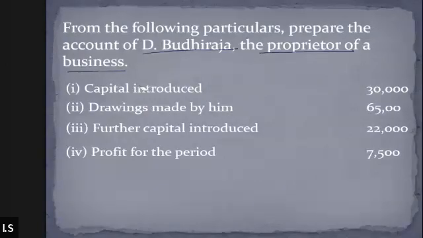Capital account for Buddhiraja. So these items are given: capital introduced, drawing made by him, further capital introduced, profit for the period 7,500. All right, so let's quickly start this question. Let's prepare the capital account for Buddhiraja.